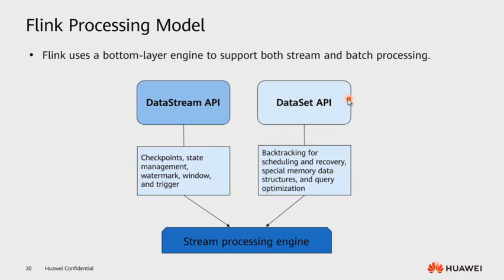To be more specific, DataStream API supports the following mechanisms, including checkpoints, state management, watermark, window, and even trigger. Meanwhile, DataSet API supports the following mechanisms, including backtracking for scheduling and recovery, special memory data structures, and query optimization, all of which are typical batch processing methods in most cases.